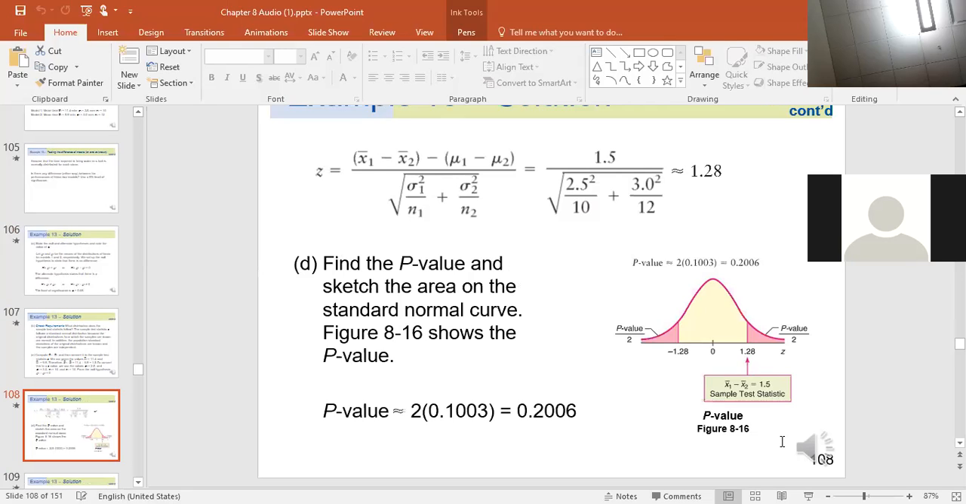At alpha equals 0.05, there is not enough evidence to support the claim that there is a difference between the two stoves.